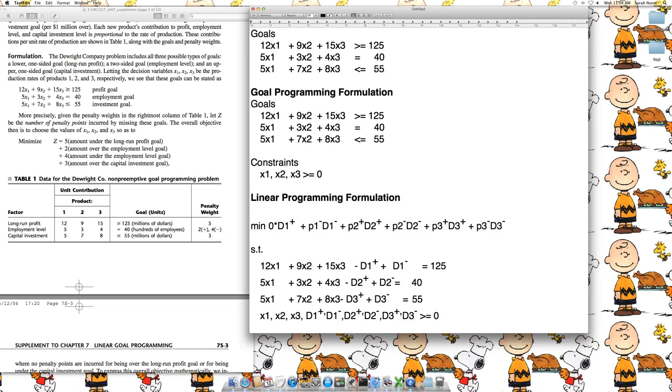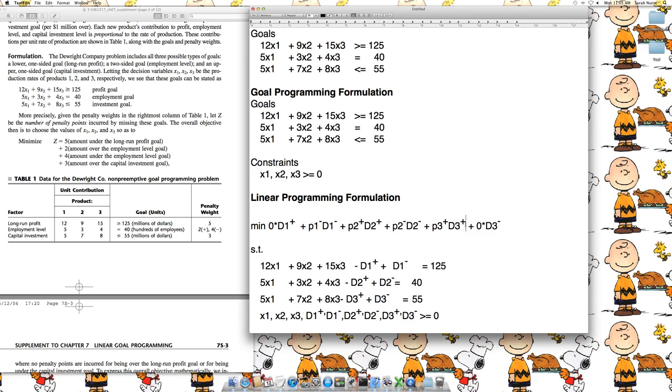If I'm 54, or if this evaluates to 54, I'm also happy. So if D3 minus, I don't care much about. So I'm going to change this to 0 times D3 minus. Essentially, I'm eliminating this term. I'm setting its penalty, which I can change the penalty value, so that I don't care if I deviate. It's not penalizing me. But if I'm greater than 55, meaning that this evaluates to 56 or higher, that's not good for my goal. And so I'm going to keep this D3 plus in my objective function.